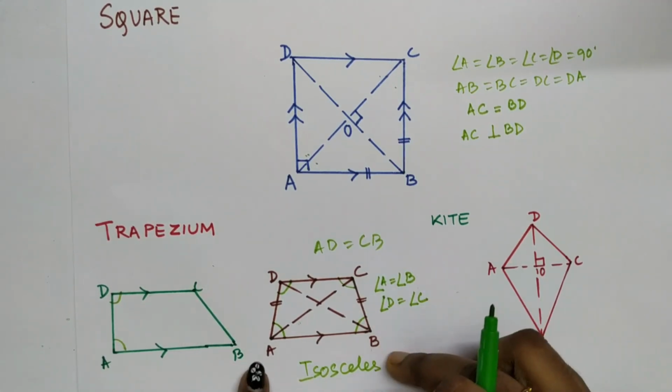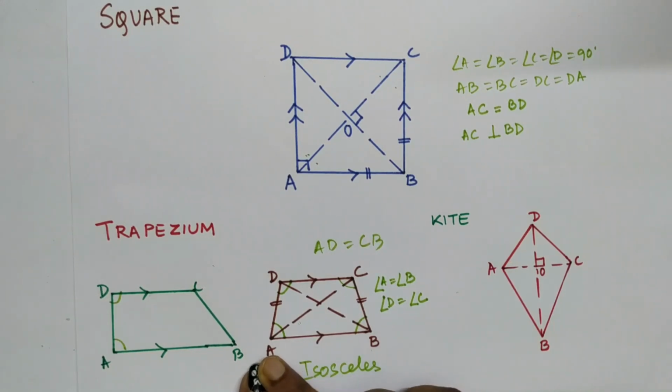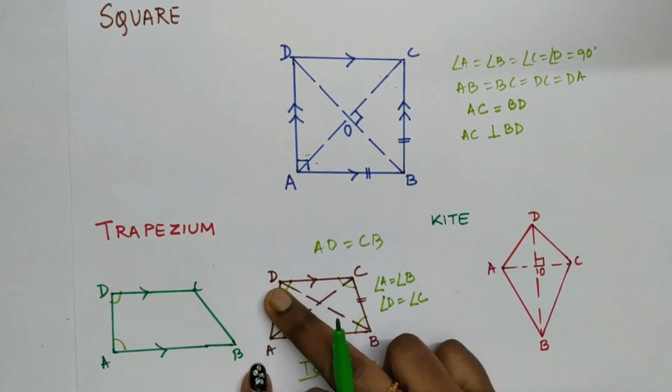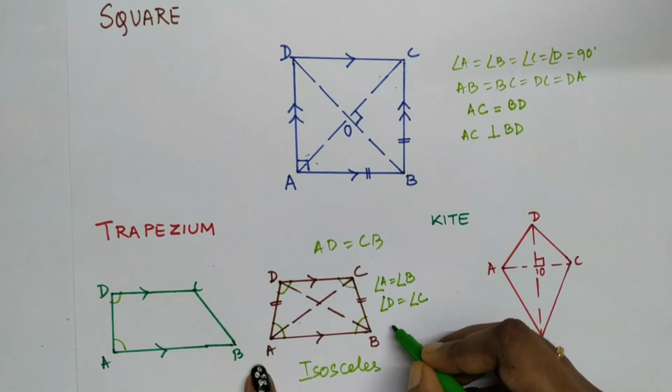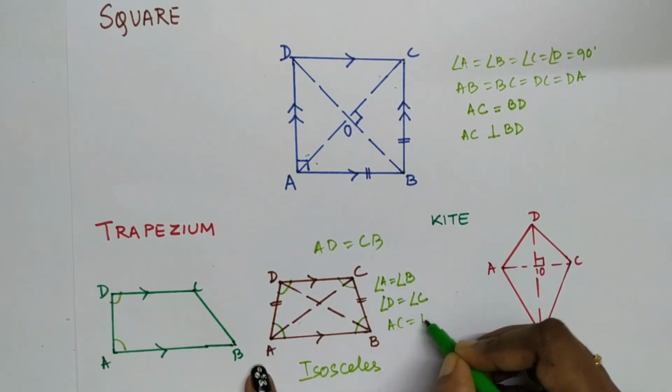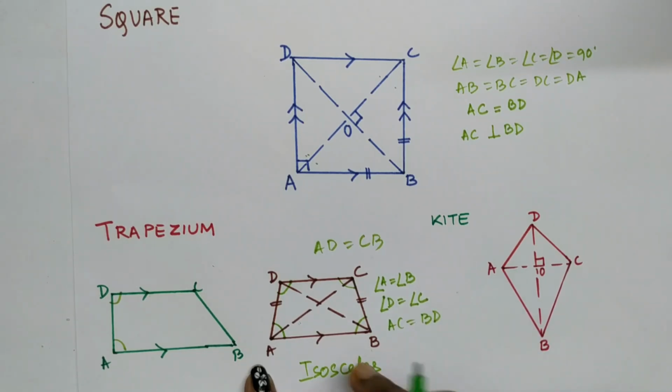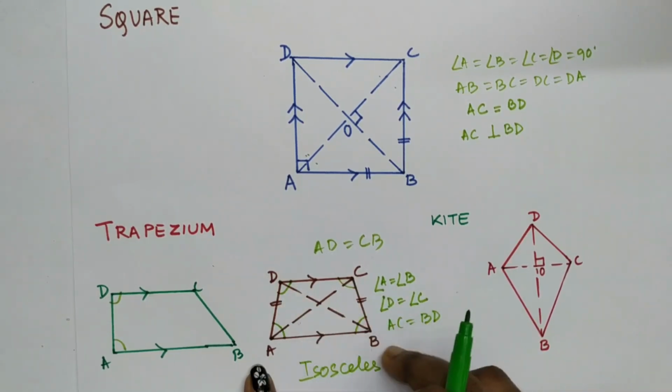And in this figure, you know that AC is equal to BD because the diagonals are of equal length in this case, the isosceles trapezium. AC is equal to BD, that is, the diagonals are of equal length.